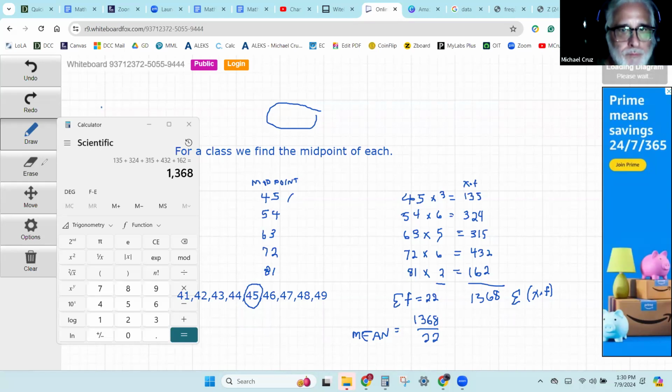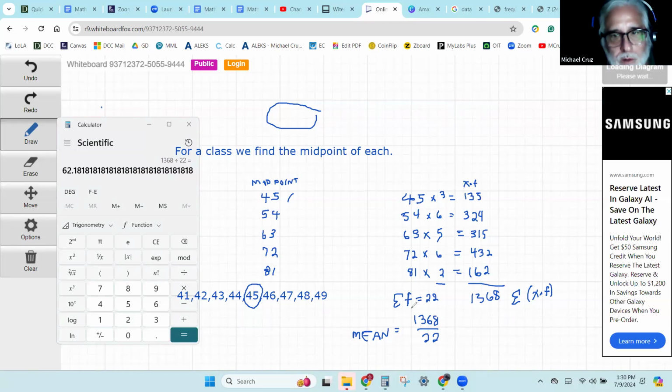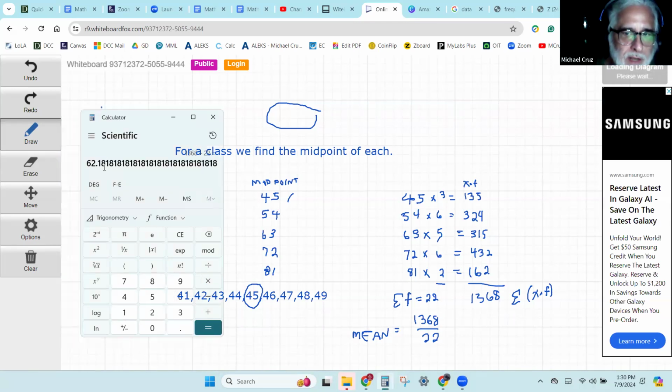So now, just divide that by 22, and we got 62.2. And that one is rounded, okay? I was rounding it to hundredths. So 62.18. And that's what this means.